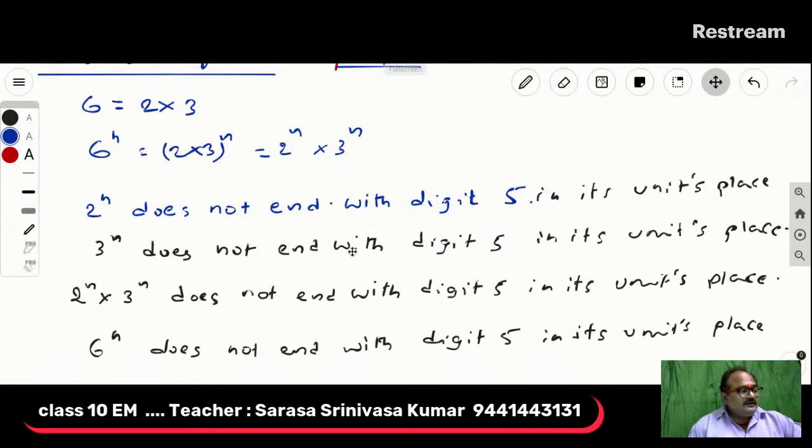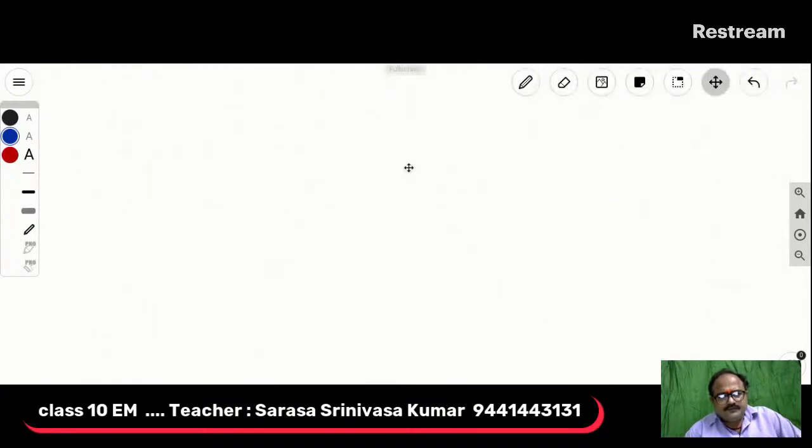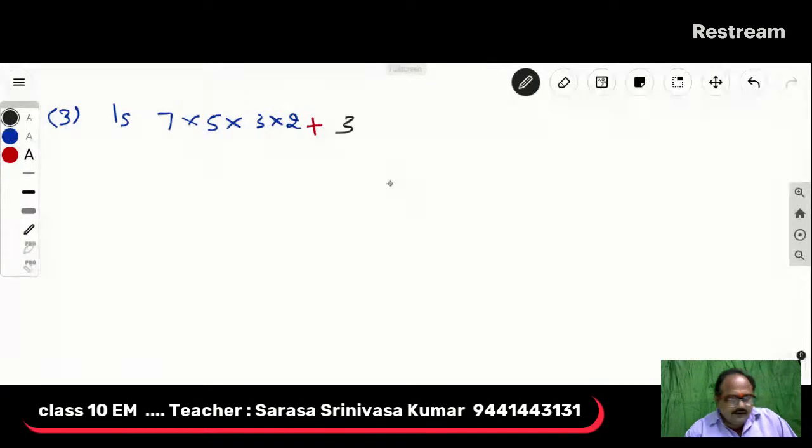Now we consider another simple problem. I would like to end this chapter tomorrow. This is the third problem. Is 7 multiplied by 5 multiplied by 3 multiplied by 2 plus 3, I will write it in other way, plus 3, a composite number?